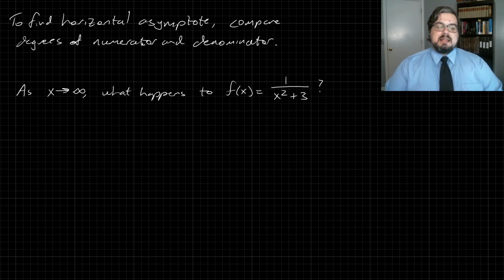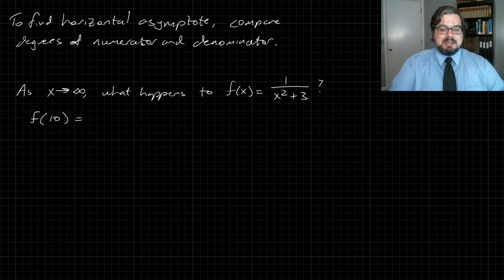So this is an example of a rational function. Now, in this case, the numerator is just 1, and the denominator is x squared plus 3. So let's ask what happens as x goes off to the right side of the graph, as x goes off towards infinity. Let's just try plugging in a few values of x in order to get a sense of what's going on.